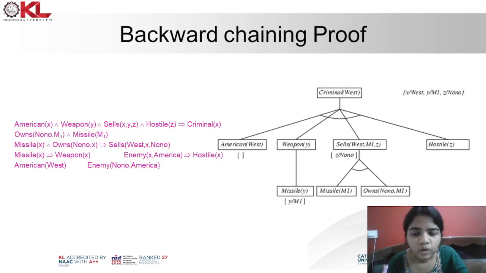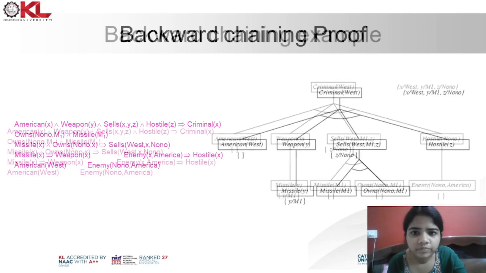And then who sells and who owns these weapons? So basically these weapons are nothing but the missiles. So here we represented missiles as M1, and who owns these? Nano is the one who owns all of these weapons. So we branched or we chained these two into the sells.